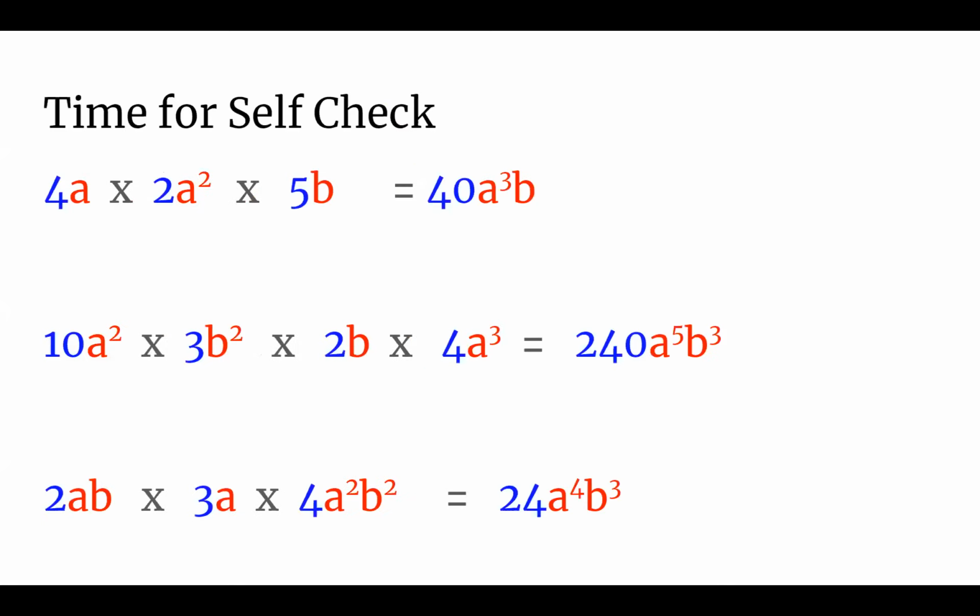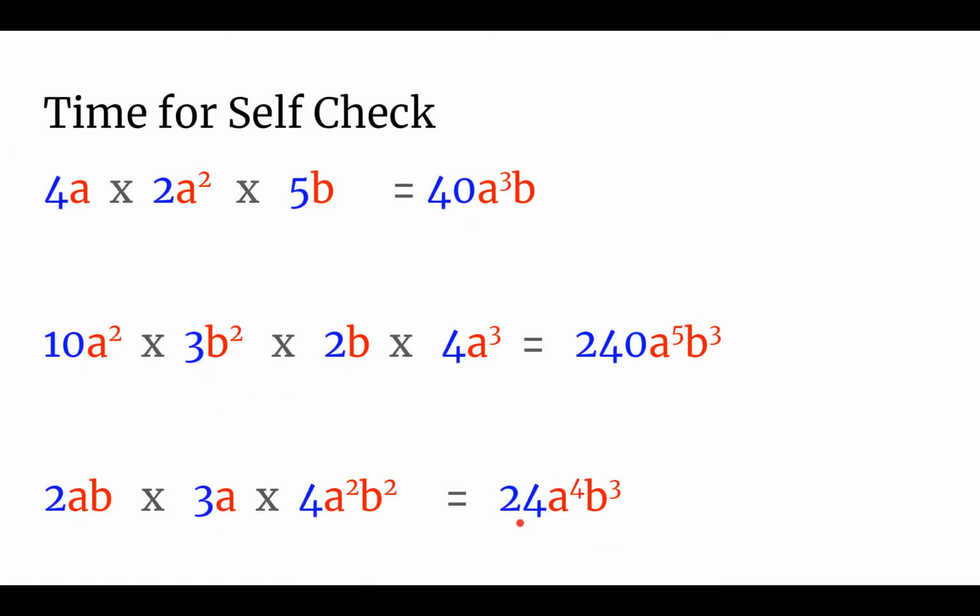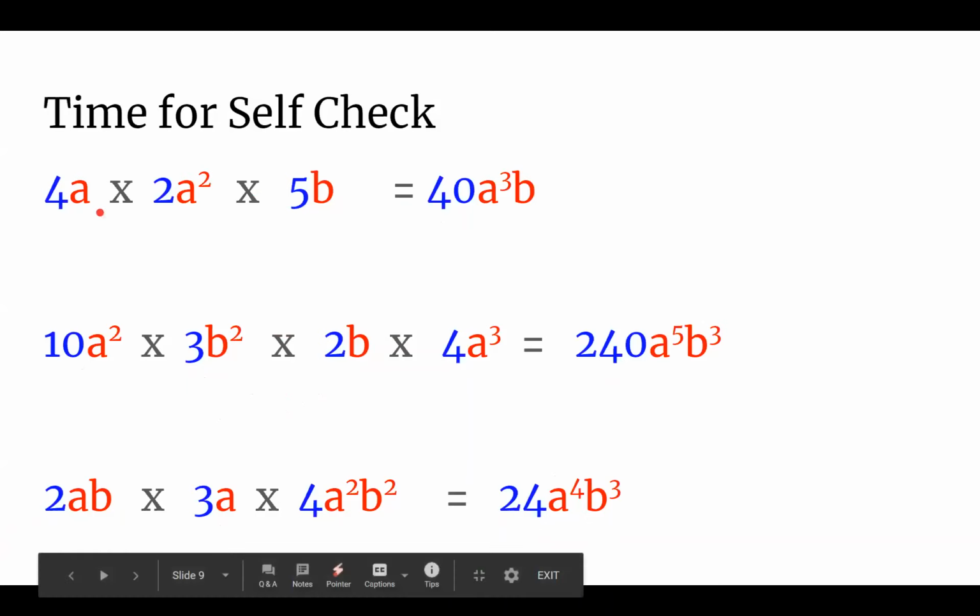Let's see how we have understood this. So the numbers are written here in the blue and the variables are all in red. So in the first example, 4 times 2 times 5, 40. Without even noticing what the variables are, I simply multiplied the numbers and I made a 40. In the second case, I made the numbers multiplied to 240. And in the third case, I'm just multiplying all the numbers without noticing the variables, and they finally make a 24. Now let's see how I'm dealing with the variables in each case.